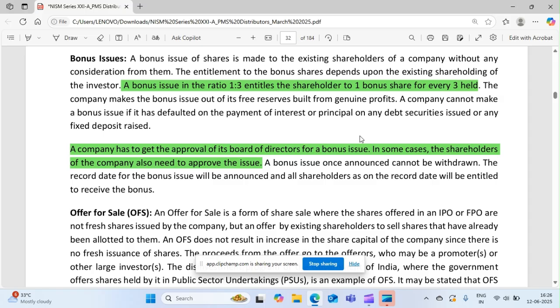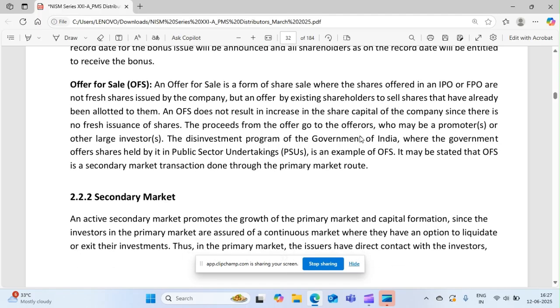Now please note that record date thing that we have discussed just now, you may get a question in exam which will ask you which of the following is not true about bonus issue, and then you will get 4 or 5 statements and you have to select what is not true, correct?